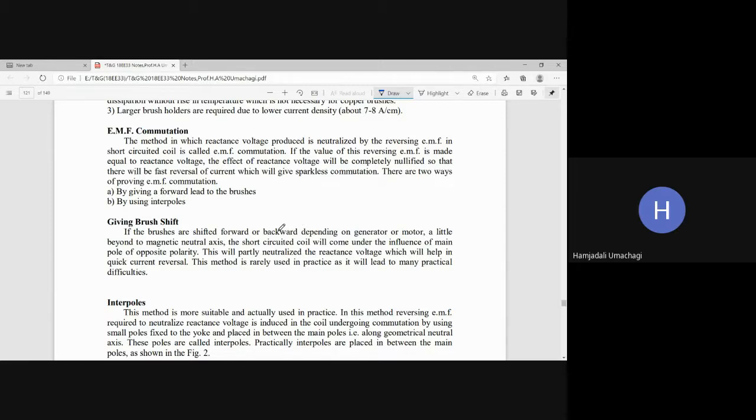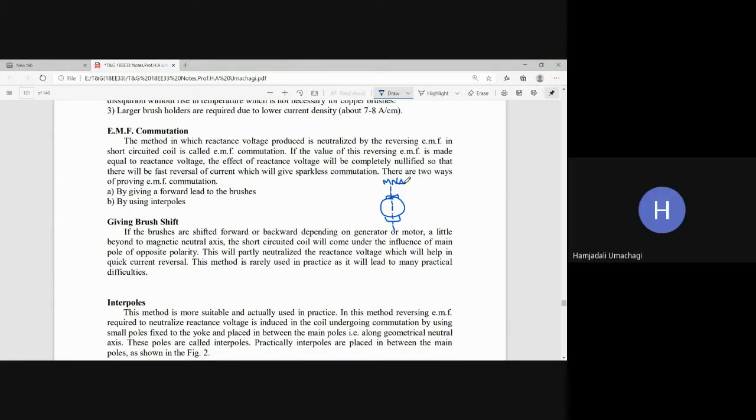So what happens if we move the brush forward or backward, depending upon whether it is behaving as a generator or motor? Let us see here. A little beyond the magnetic neutral axis. So we are going to push the brush a little beyond the MNA. Suppose this is my MNA. This is the armature and these are the brush positions. MNA stands for what? Magnetic neutral axis.